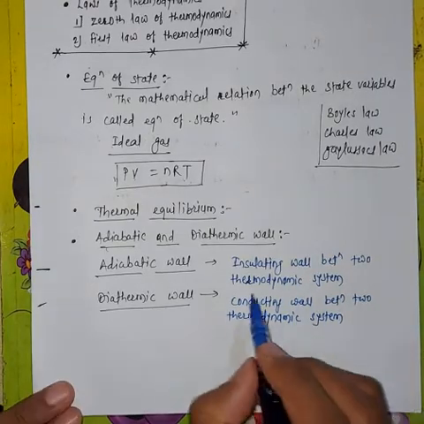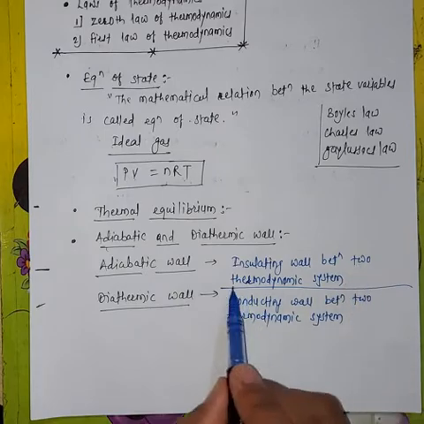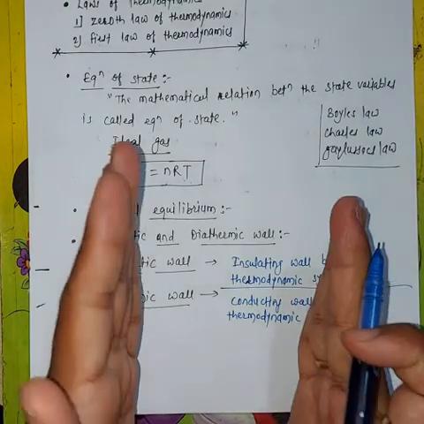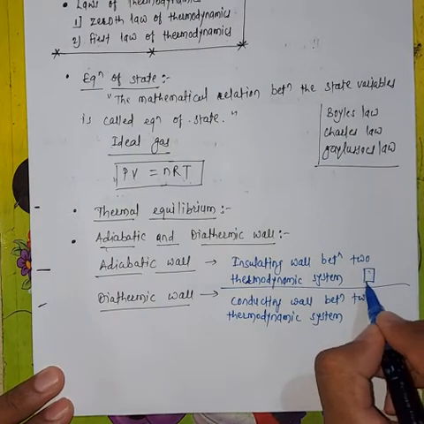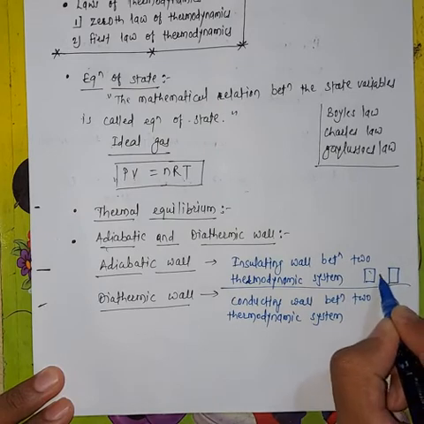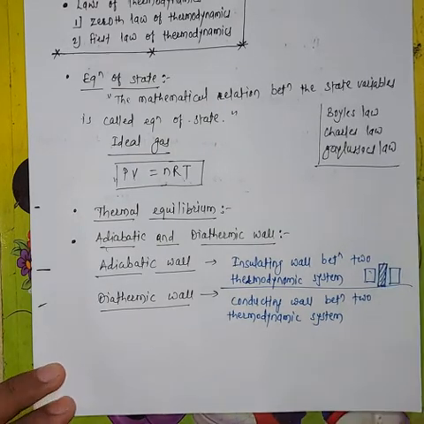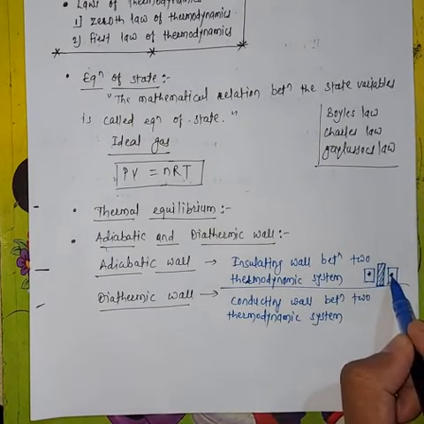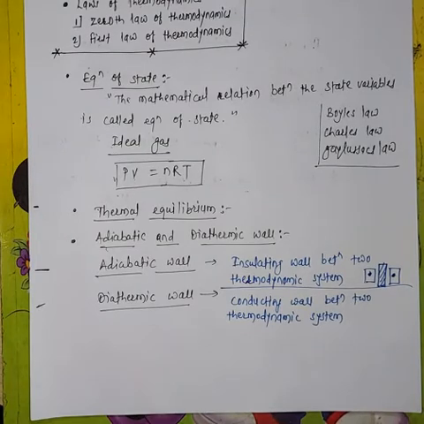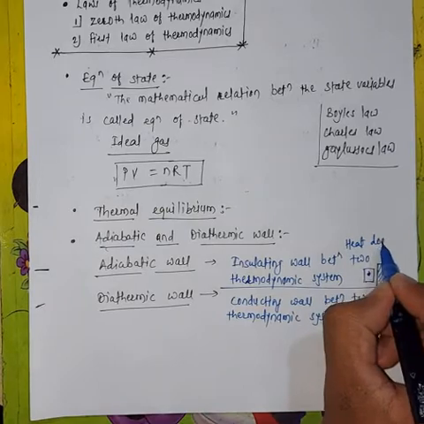Okay, now there are these two things. Adiabatic wall means it is the insulating wall between thermodynamic systems. If we consider two particular bodies, two thermodynamical systems, then there must be an insulating wall. Suppose this is one body and this is another body, and there is an insulating wall. That means the heat from this body does not travel to the other body. In that case, heat is not allowed to pass through them.